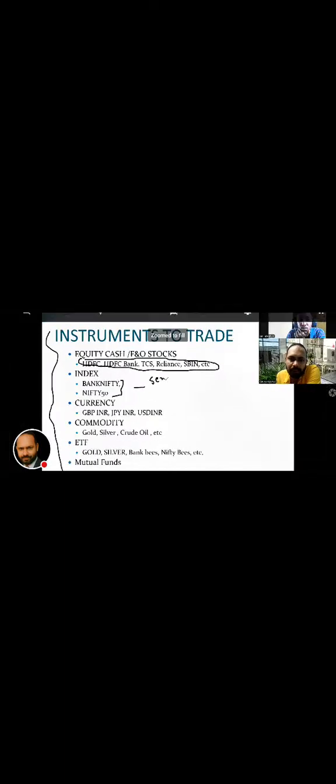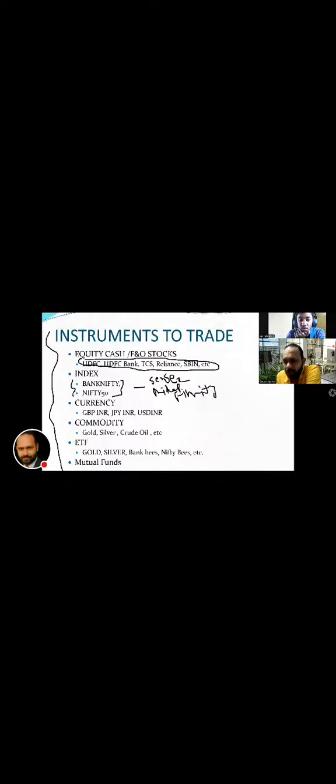Okay. So now, instruments to trade. Any idea how many instruments we have to trade in the Indian stock market? In stocks, I've just listed a few of them, like HDFC Bank, TCS, Reliance, SBI. And in index we have Bank Nifty and Nifty 50, which are highly liquid. Apart from that we have other indexes also, like Sensex, then mid cap and Fin Nifty. But these two are highly liquid, right?